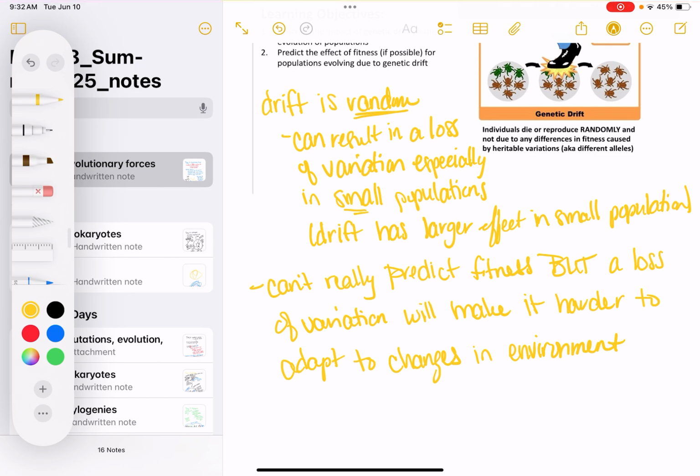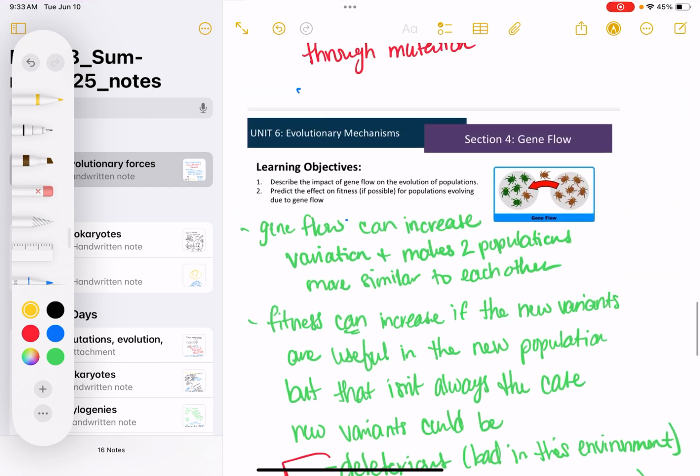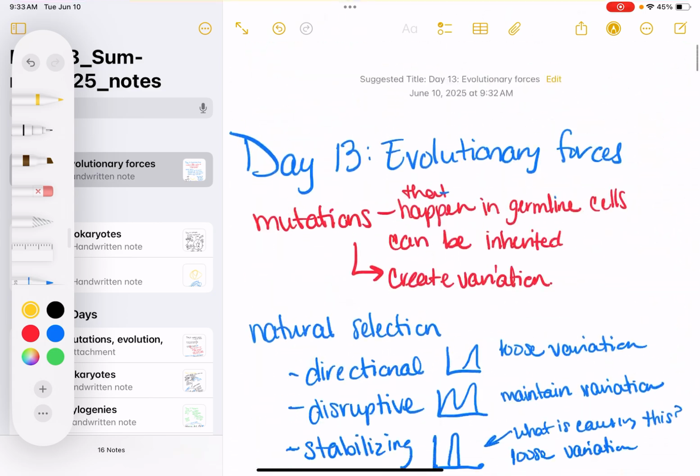you can think of our beans here with our leaf litter, right? If we've lost some variation and our environment changes, what's underneath changes, then we're not going to be able to adapt. We're going to be just stuck with what we have unless we have either gene flow or mutations adding new things in, right? Okay, so I think that's it for today.